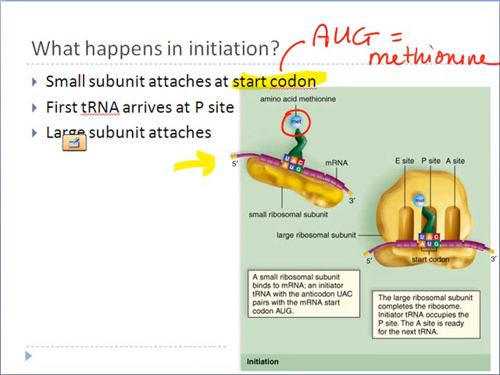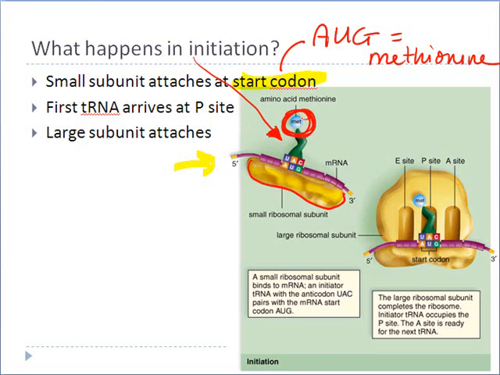So AUG codes for the amino acid methionine, and you can see here our small subunit has attached. You can see that immediately following the small ribosomal subunit attaching, a transfer RNA with the complementary anticodon to AUG has attached, and it brought with it this methionine amino acid.